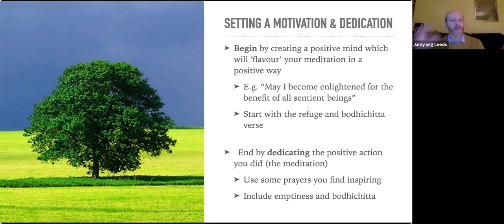And then the other side of that is the dedication. Use some prayers that you find inspiring, and always try to include emptiness and bodhicitta. Emptiness to seal the merit, so it doesn't get lost by wrong views and anger, because just anger can destroy positive karma. But emptiness is going to help seal that, so it doesn't get lost. So it's important. That's why dedication is important. And bodhicitta, so we can get the most possible benefit out of the positive karma that we created.